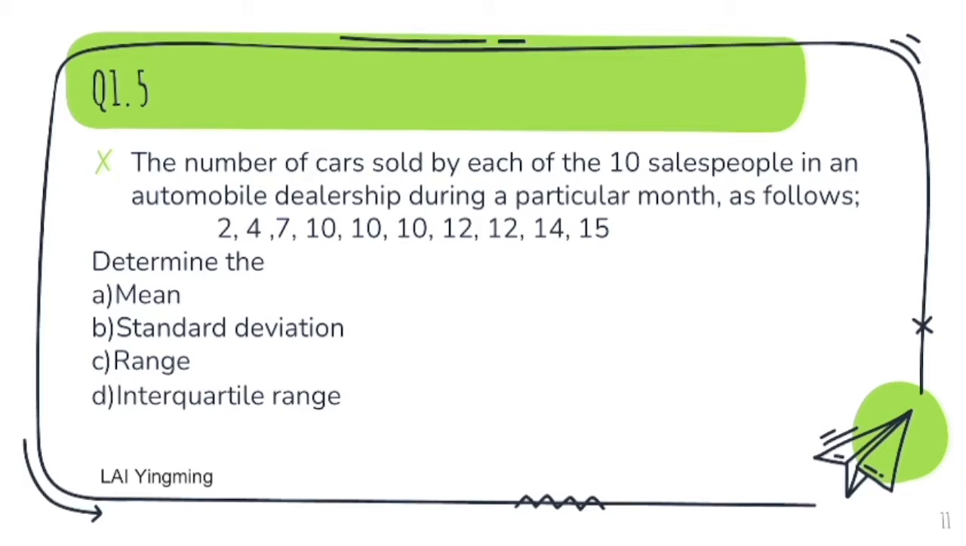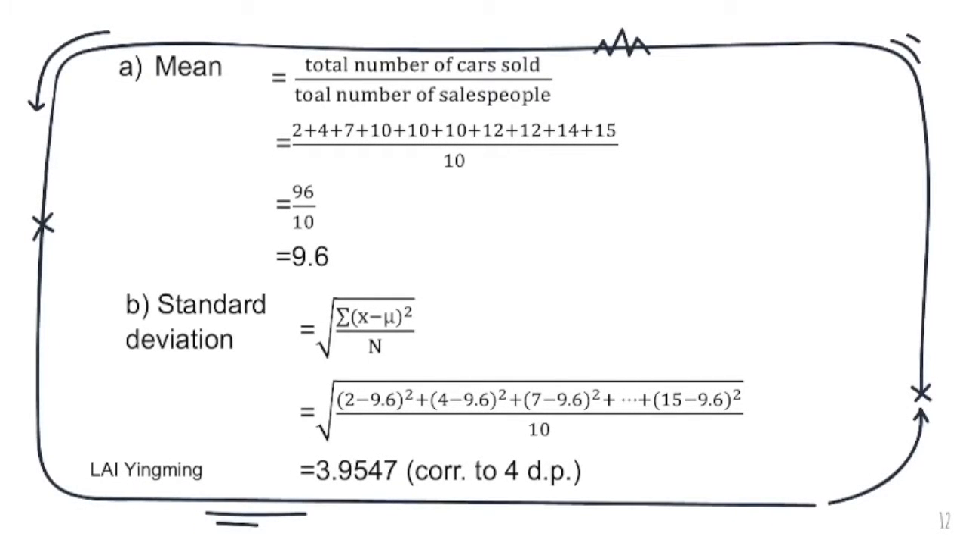I'm going to talk about question 1.5 and 1.6. For question 1.5, it stated the number of cars sold by each of 10 salespersons in an automobile dealership during a particular month. For A part, we need to determine the mean. Mean equals the total number of cars sold divided by the total number of salespersons. The total number of cars sold is 2 plus 4 plus 7 and so on, which equals 96, divided by 10, so the mean equals 9.6.